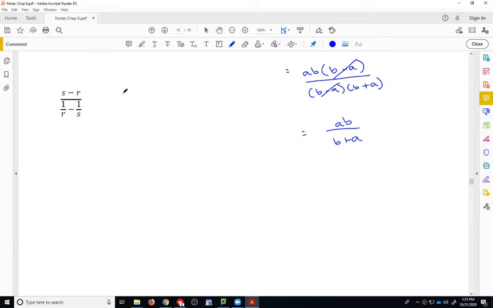Okay, so again, the first thing we're going to do is identify my lowest common denominator. Now, these guys are denominators of 1. These ones have denominators of an r and an s. So my lowest common denominator is going to be rs.